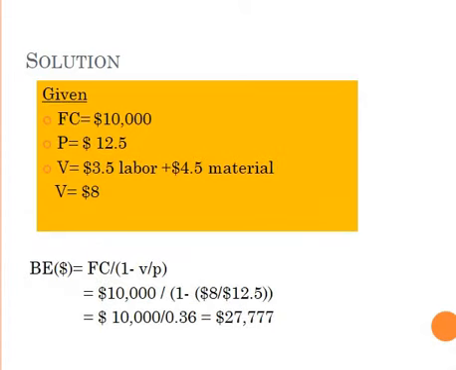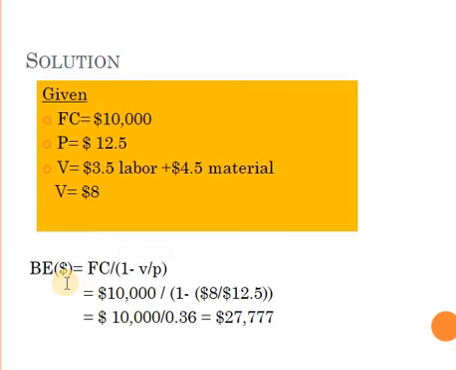Let's look at the given. I have fixed cost of $10,000, unit price of $12.5. Now with respect to the unit variable cost, I don't have the total. I have it subdivided between labor cost of 3.5 and material cost per unit of 4.5. So I need to get the total variable cost per unit. That's why I need to add $3.5 plus $4.5 to give me the total variable cost per unit of $8. Now I'm ready to put the values in my equation.